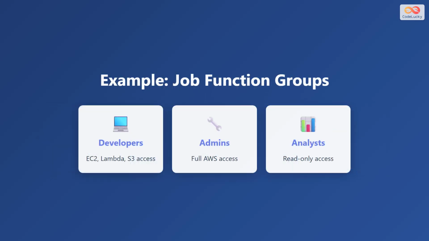Let's look at a real-world example using job function groups. You might create a developers group with access to services like EC2, Lambda, and S3. An admins group would have full AWS access for managing the entire account, and an analysts group might have read-only access to view data and generate reports. Each group has permissions tailored to the specific needs of that job function.